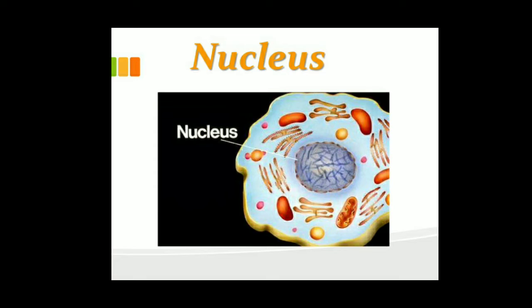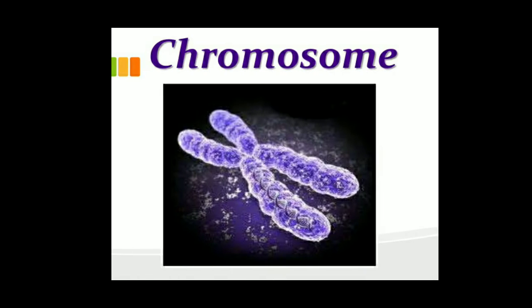When the cell is about to divide, these thread-like structures condense and form a structure like this. You can see a flower-like structure here. These structures get condensed when the cell divides and form this type of structure, which we call a chromosome.